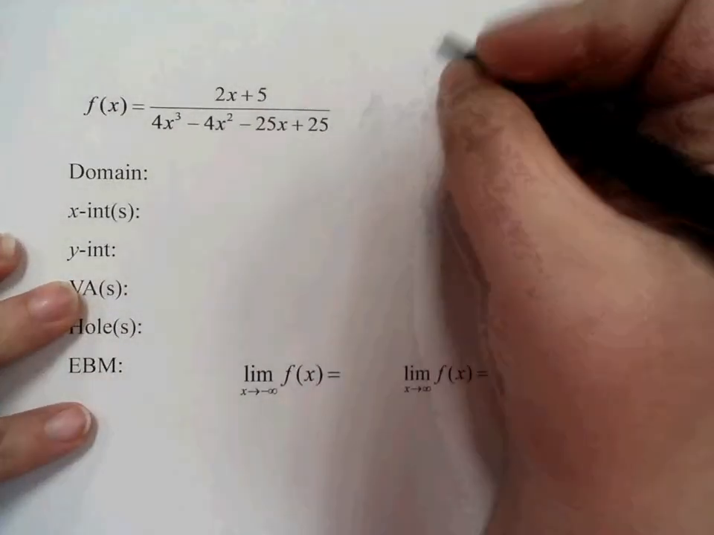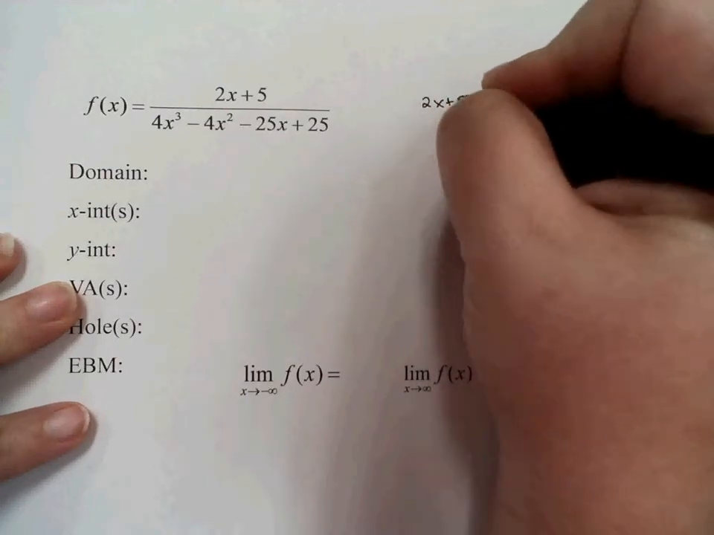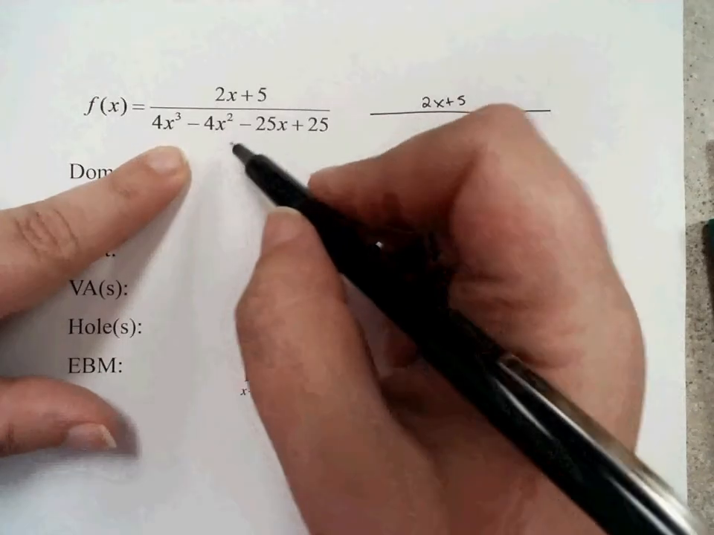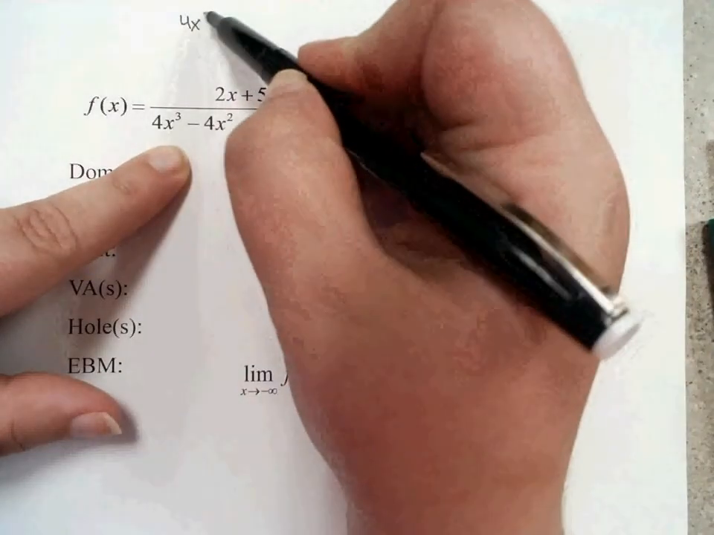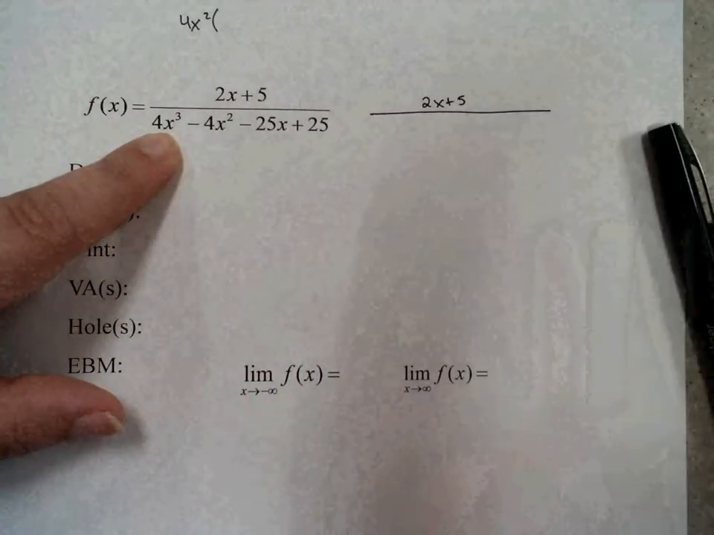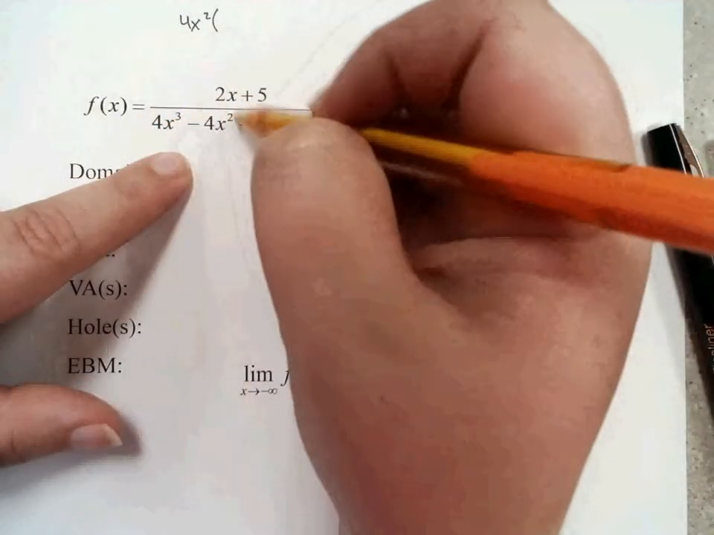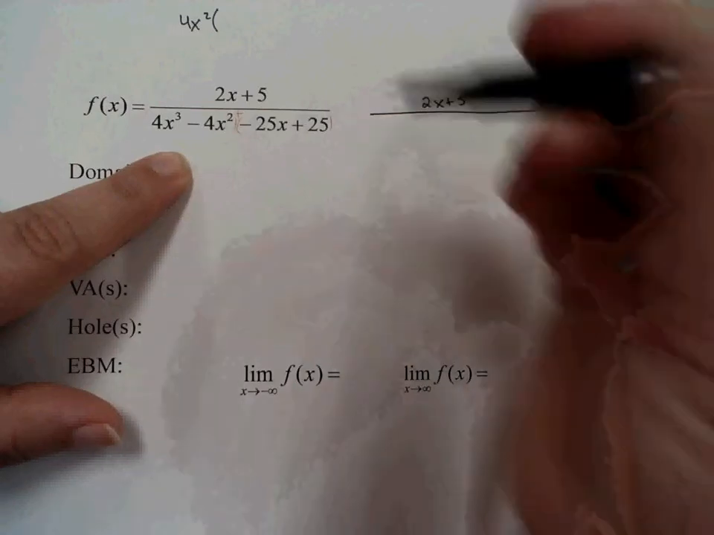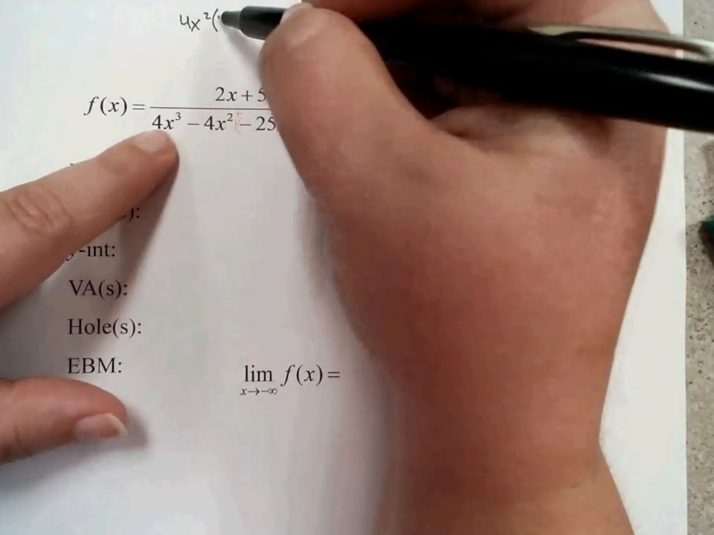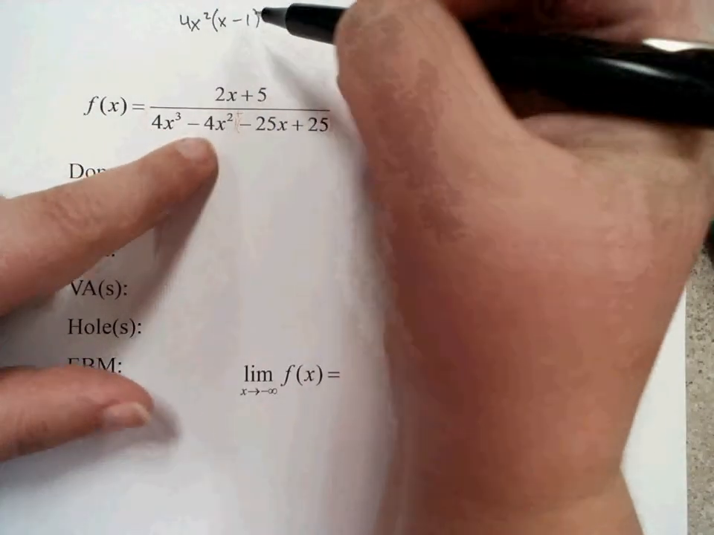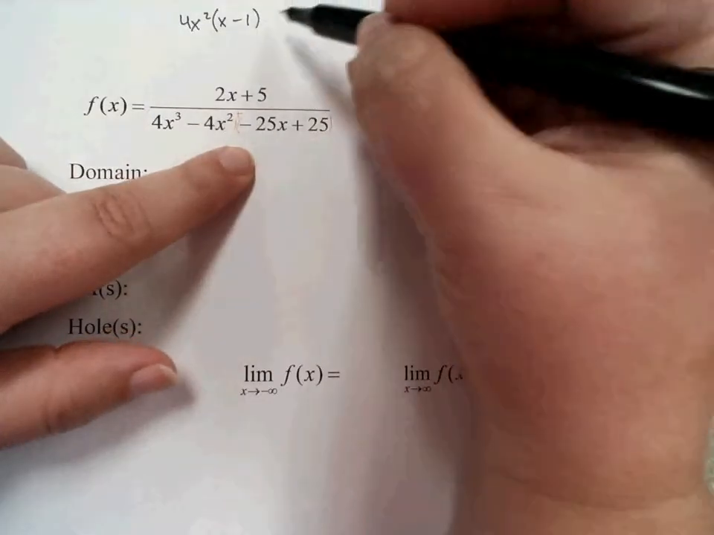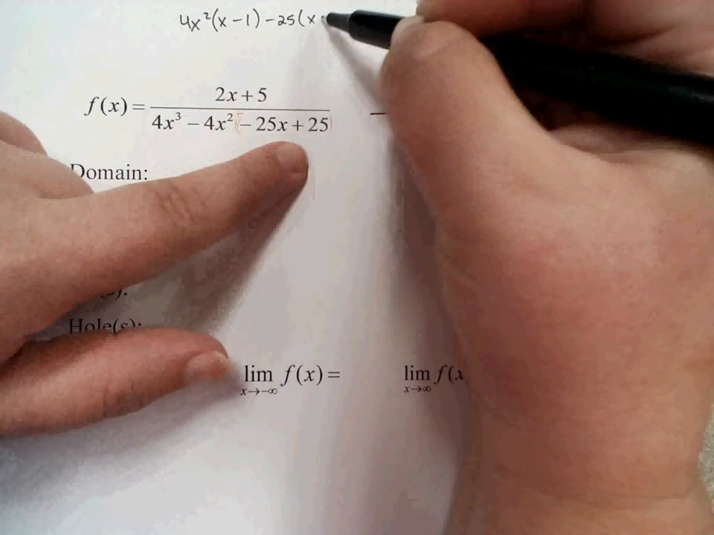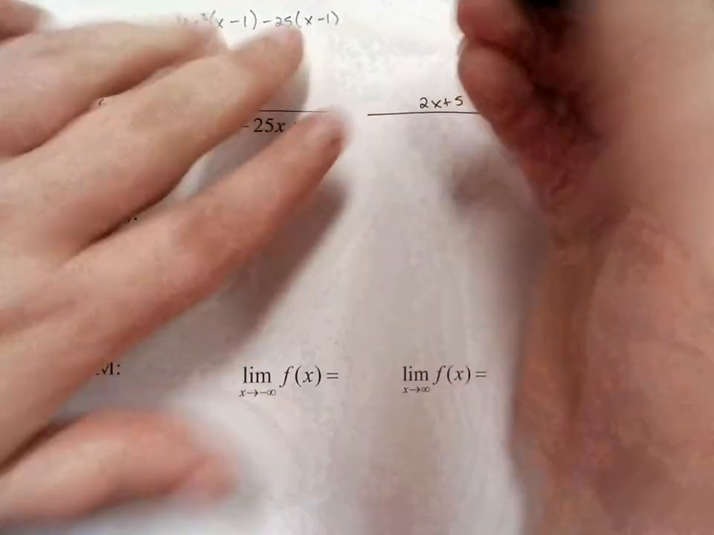Now let's do this. The numerator does not factor, so there we go, 2x plus 5. The denominator looks like a difference of perfect squares, so I'm going to factor out a 4x squared. And I would be left with, so if I group these two with a plus sign in between, right? I would be left with x minus 1. And if I factor out a -25, then I would be left with an x minus 1.